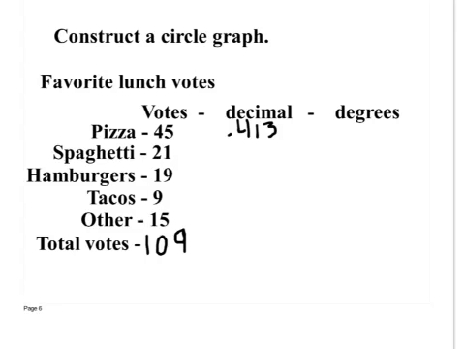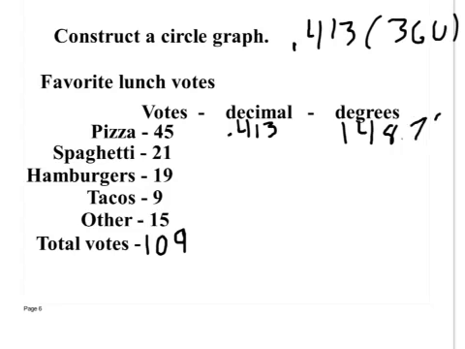Now, I need to know how many degrees of this circle pizza is going to take up. So I take my decimal, 0.413, and I times it by 360, because there are 360 degrees in the circle. So 41% of 360 is 148.7 degrees. That's what I got. So of this circle, we need to take up about 150 degrees of it for just pizza.